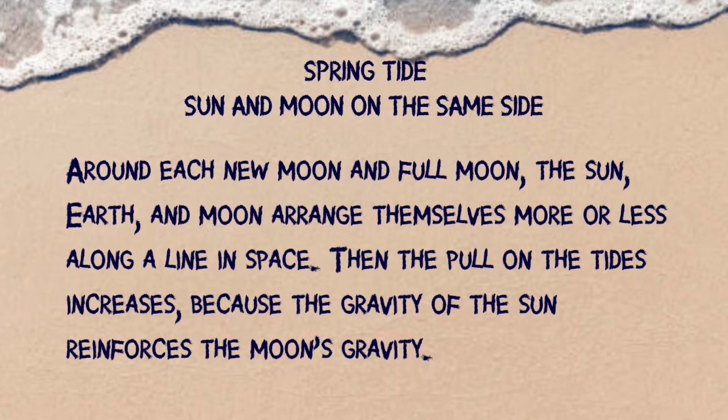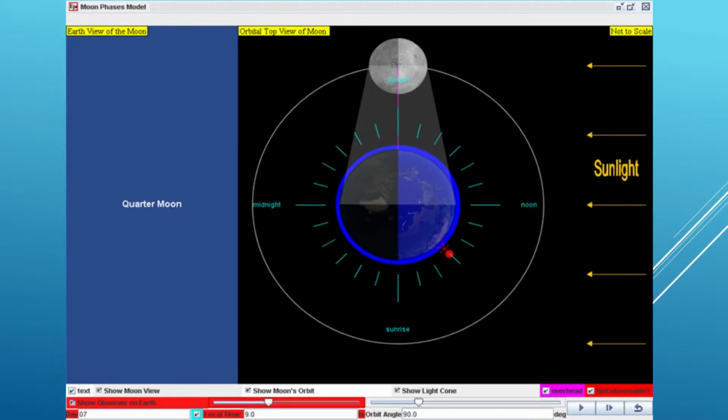Spring tide. Sun and moon on the same side. So when the sun and the moon are on the same side, approximately twice a month, around new moon, when the sun, moon, and earth form a line, that tidal force due to the sun reinforces that due to the moon. And we have a picture there illustrating what we are talking about.